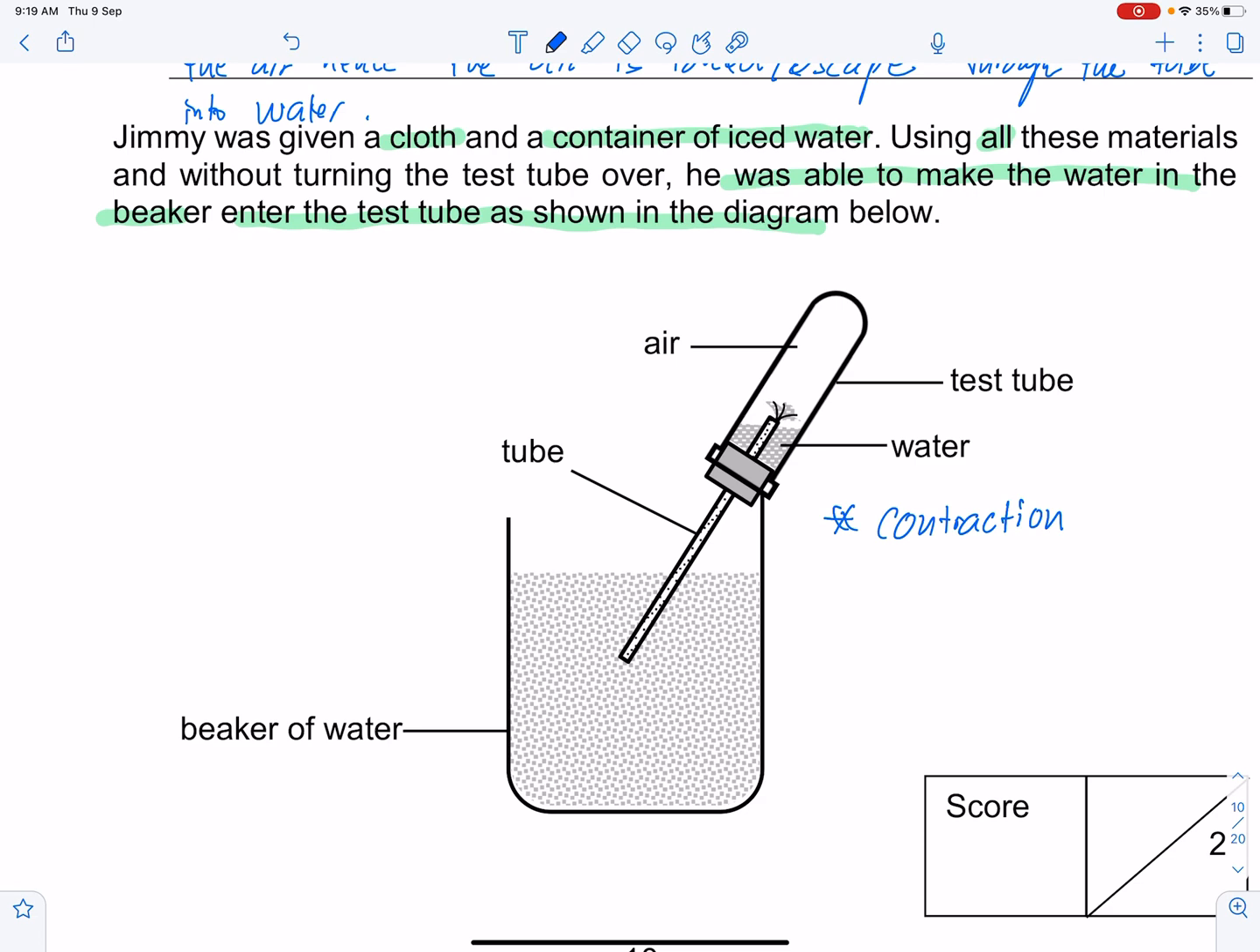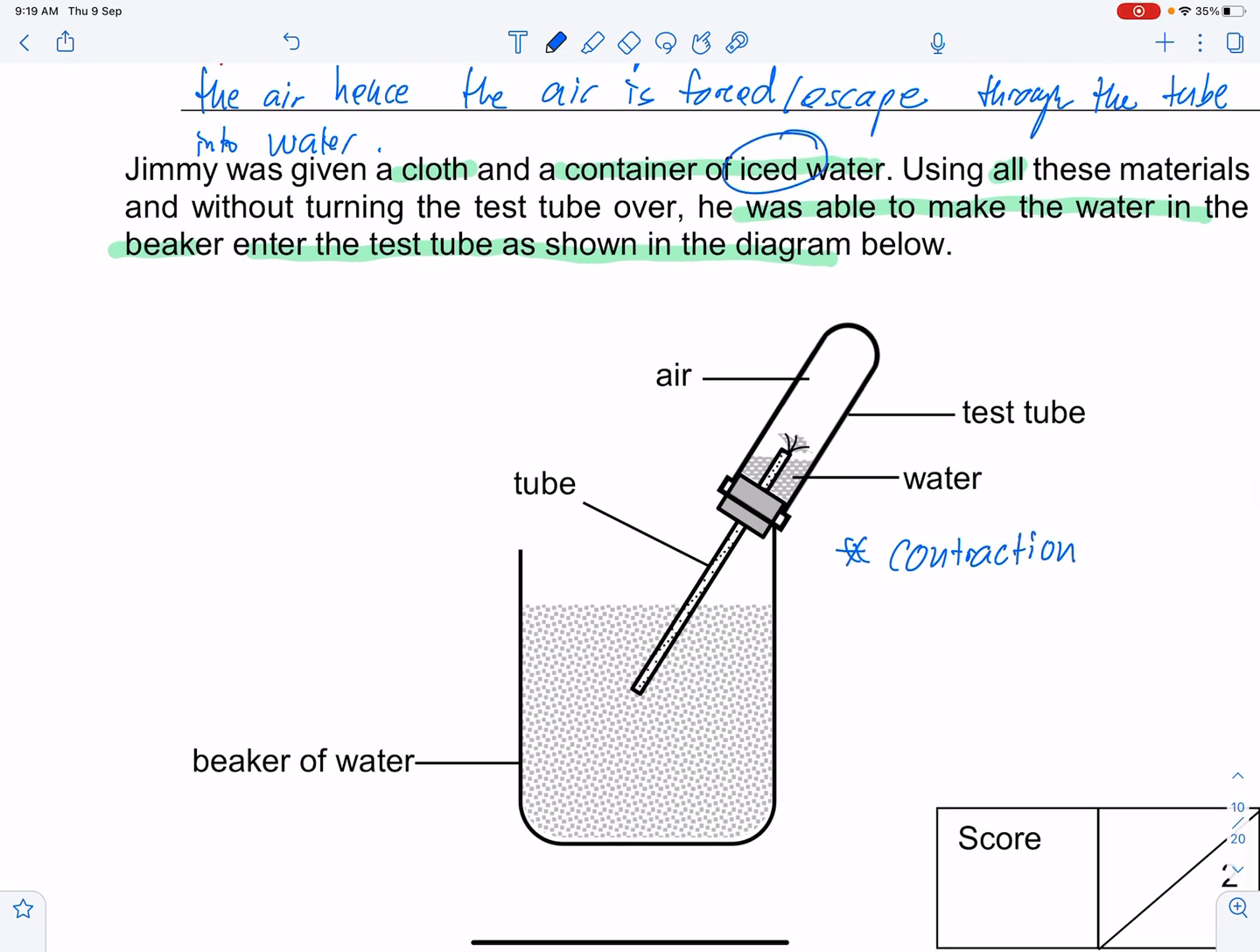Why? They told you ice water. That is the big hint here. Some of you are very cute. You tell me things like, oh, submerge the beaker of water into the ice cube. But you're just making the water cold, not making the air cold. If not, you'll tell me things like, put the ice cube here, and then put the cloth over here and wrap it up. That one I still accept, fine.